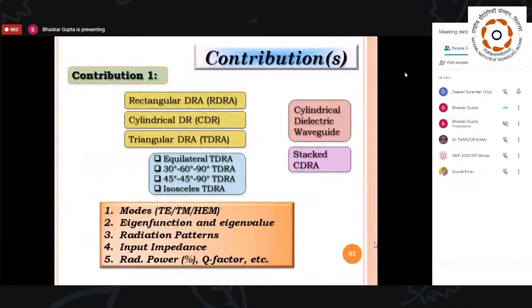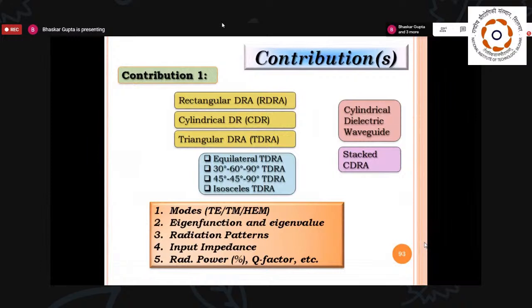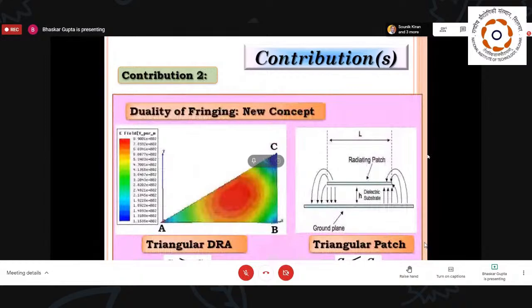So what were our contributions here? Let's try to summarize them. We were already late in starting, and then there were all these technical problems, so let's come to the end to summarize the contributions. All of those theoretical analyses were lacking, particularly for the triangular DRA, which we provided. But for the other shapes, we also analyzed the horizontally stacked DRA, the cylindrical dielectric waveguide, and the horizontally inhomogeneous rectangular DRA. All were done by us, which were all novel works.